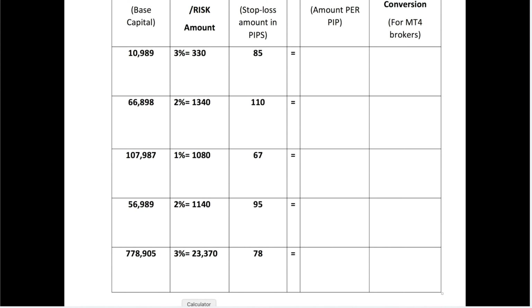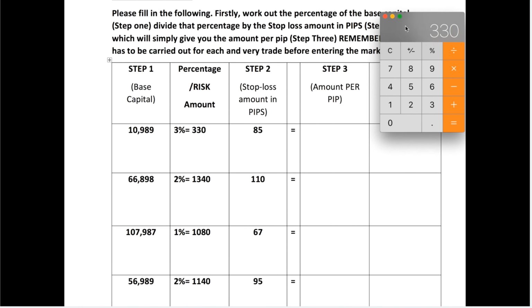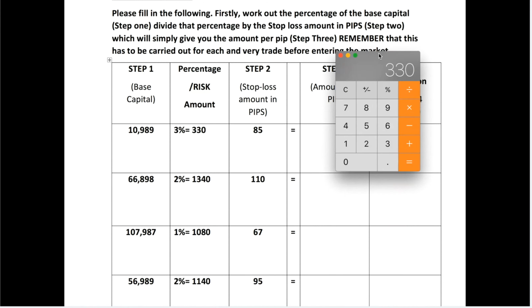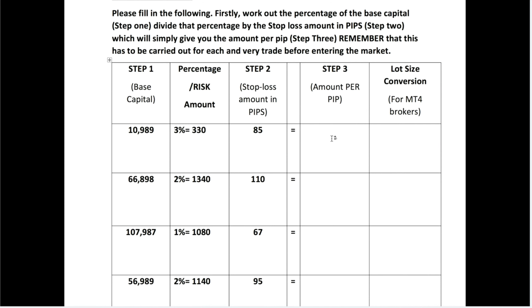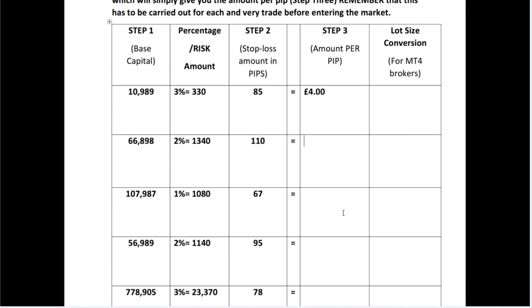Anyway, okay, let's start up here. Time's moving on this video. So what we then do, we got our risk amount going forward. So 330, because remember, to find, so basically you get step 1, which is this, divided by step 2 equals step 3. Simple as that. So 330 divided by 85 equals £3.88. And what can we do? We can just round it up. £4 a pip.